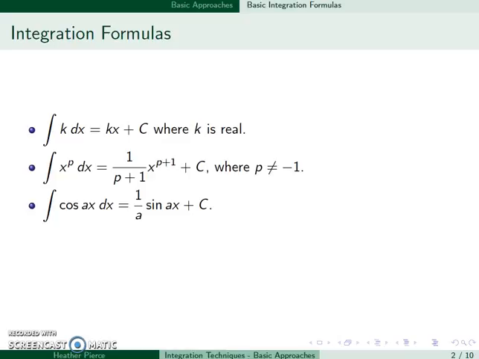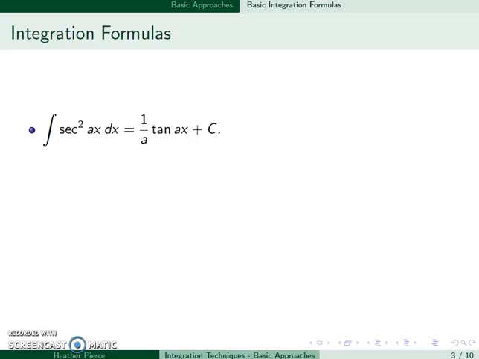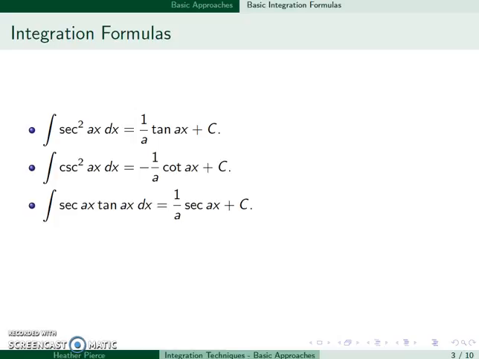The integral of cosine ax is 1 over a times sine of ax. And the integral of sine of ax dx is negative 1 over a cosine ax plus c. The integral of secant squared ax is 1 over a tangent ax. The integral of cosecant squared is negative 1 over a cotangent ax. The integral of secant ax tangent ax is 1 over a secant ax. And the integral of cosecant ax cotangent ax is negative 1 over a cosecant ax.